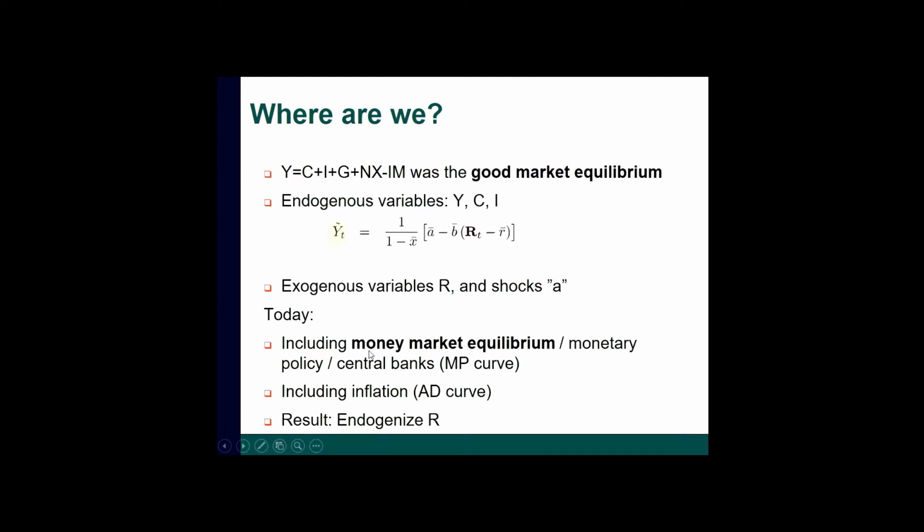And today the new thing that we want to do is we basically want to endogenize the interest rate. So in the next few weeks, more and more of these variables will be endogenized. Today it's R, after it will be inflation, and then we go to the BP curve, then it will be foreign exchange and imports. So we get them all bigger and bigger to explain more and more variables. So we have the money market equilibrium today. We talk about monetary policy, central banks, and inflation, and the result will be we endogenize R.